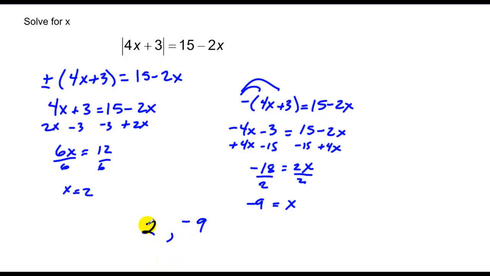And you could pop those in and check just to verify what you've got going on. If I put a 2 in here and a 2 in here, I get 8 plus 3, which is 11, and 15 minus 4 equals 11, so that checks. If I plug negative 9 in here and negative 9 in here, I get negative 36 plus 3, which is negative 33. So it gives me a positive 33 in absolute value. And then I have 15 plus 18, which is 33, and that checks as well.